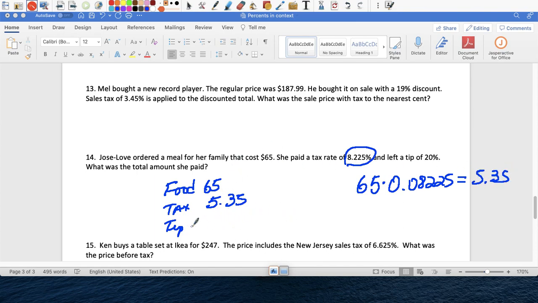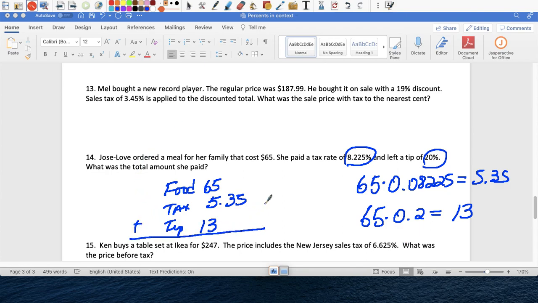Then you have to find the tip. So again, we go back. The $65, the tip was 20% or 0.2. And this tip is $13. 20% of 65. So I actually need to know what 20% of 65 is, which is $13. I have my three values. I've got to add them: 65 plus 5.35 plus 13. That gives me a grand total of $83.35.